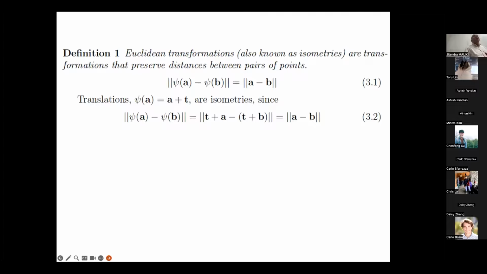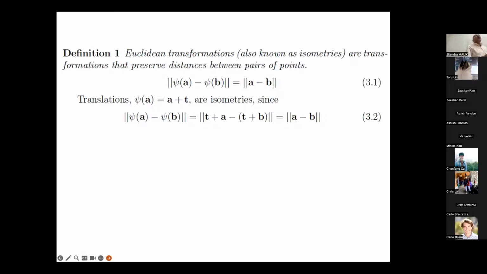That is psi A minus psi B, right? That's the norm of psi A minus psi B. That's the distance between the transformed version of A and the transformed version of B. And that should be the same as the original distance. What's the original distance? That's on the right-hand side. A and B, the distance between them. So you take A minus B and you find the length of that vector. So that's the definition of a rigid body motion or a Euclidean transformation or isometry. All of these terms we use equivalently.